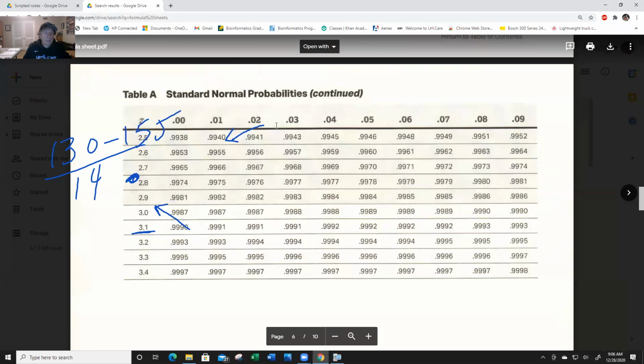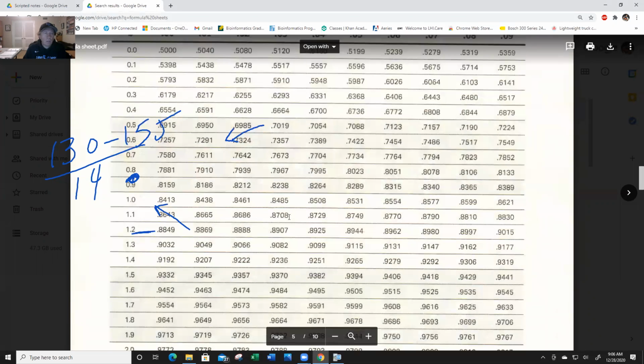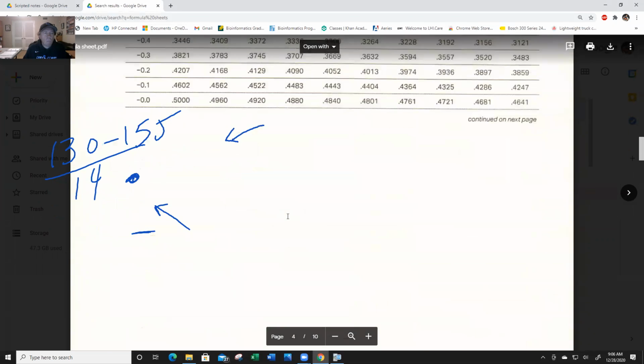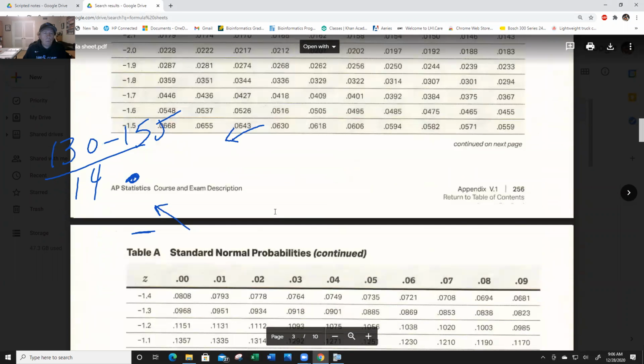Okay, and then I'm going to go negative 1.79 up here somewhere. Okay, negative 1.7, you can see it. Change colors here for you. Negative 1.7 and go all the way to 9. And I believe there it is, 0.0367, the area below the mean, below that number, negative 1.79.